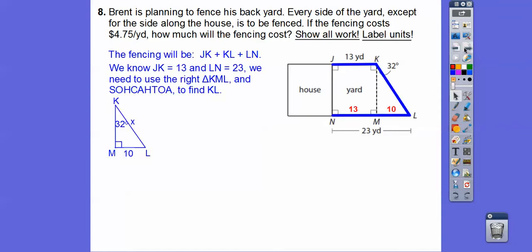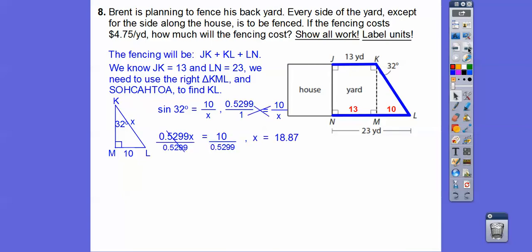Okay, so there's our fencing right there. We're going to add those up. And so we know what JK is. JK is 13. We know what LN is. It's 23 right there. We need to use this right triangle right here to find this length, KL. Now this is 10, because remember, the whole thing is 23, and if that's 13, this has to be 10 right there. So there's my right triangle. So opposite over hypotenuse, this is a sine ratio, okay? So go ahead and cross multiply, and we get this length to be 18.87 yards. So the total fencing needed when we add it all up is 54.87 yards.